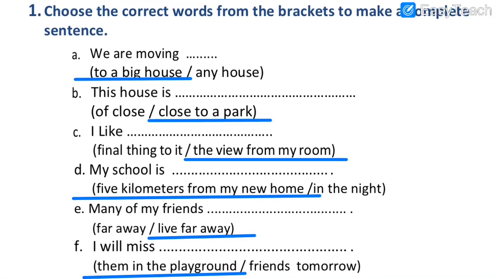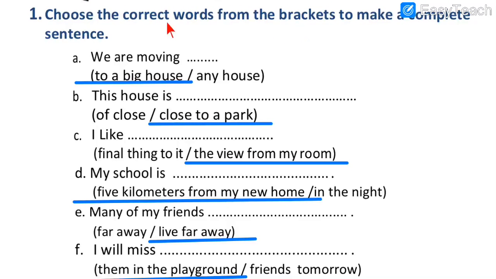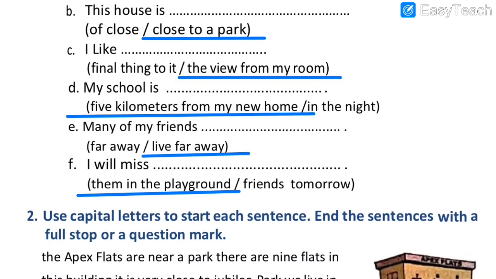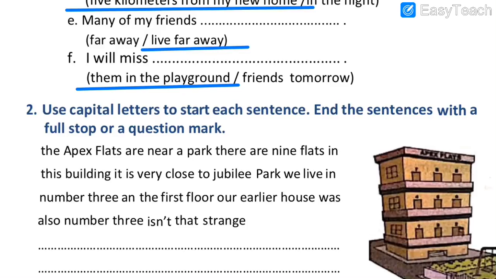So let us revise all the sentences. What we have done is we have selected the correct words from the brackets and made complete sentences. That was the second objective for today's video. We are moving to a big house. This house is close to a park. I like the view from my room. My school is 5 kilometers from my new home. Many of my friends live far away. I will miss them in the playground. That is the first exercise which we have done.